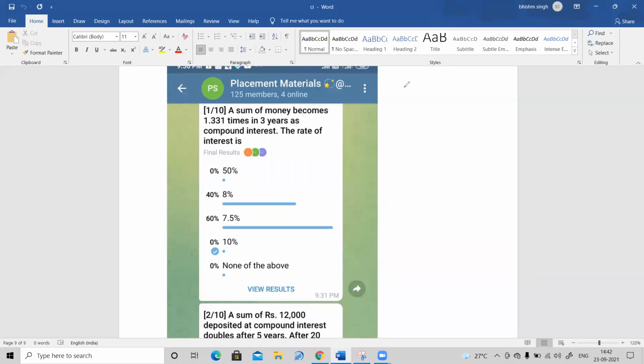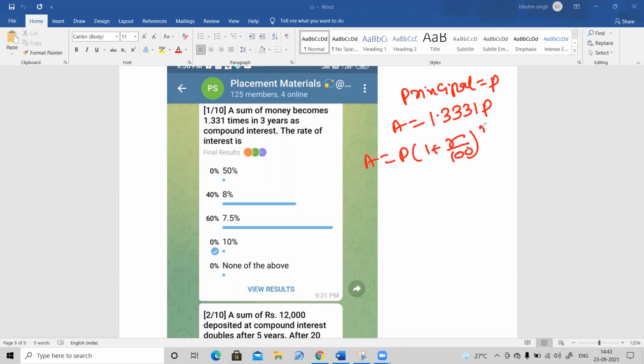So sum of money is what here? Principal you take it as P, and it will become amount after 3 years. How much is this? 1.331 P. So amount is equal to what? Principal times (1 plus r divided by 100) to the power n. So 1.331 P is equal to P times (1 plus r divided by 100) to the power 3.